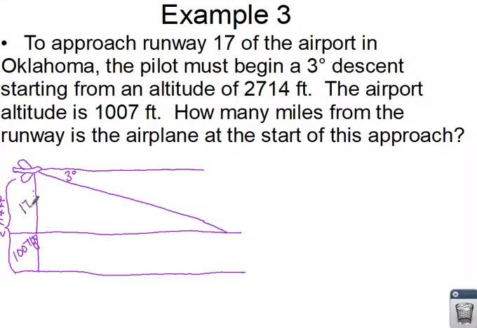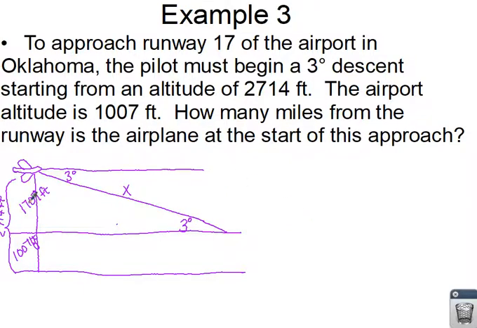So the airplane is actually 1,707 feet above Oklahoma. And I want to know how many miles from the runway is the airplane at the start of his approach, from the airplane to the runway. So that's the hypotenuse. Okay, and if you remember, this 3 degrees also translates down here because those lines are parallel, so that happens that way.